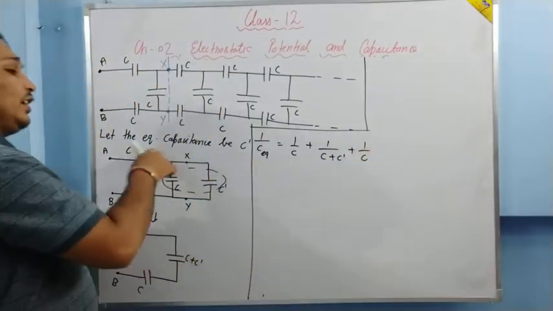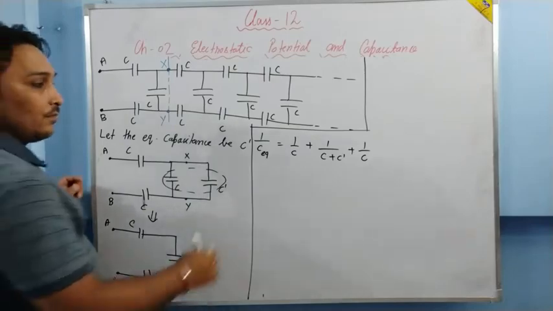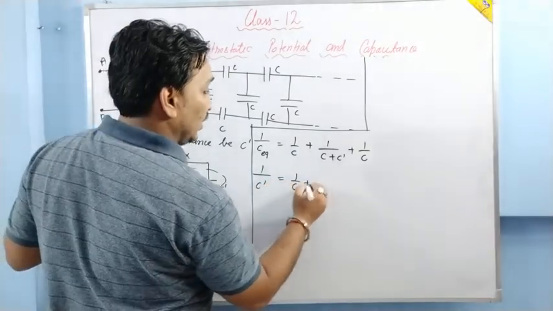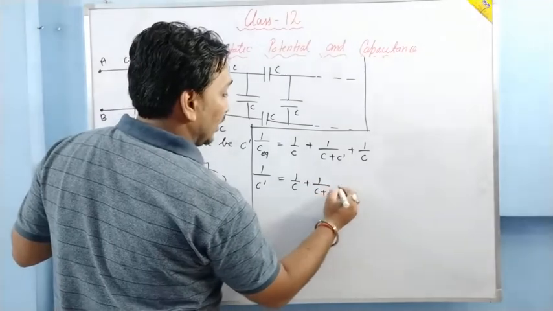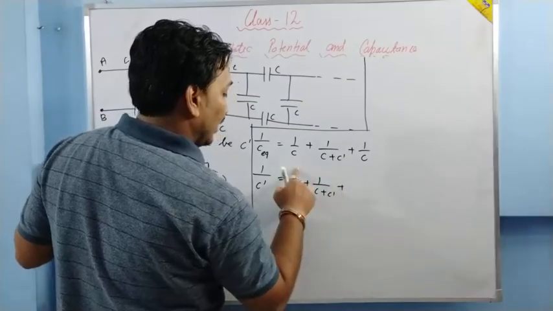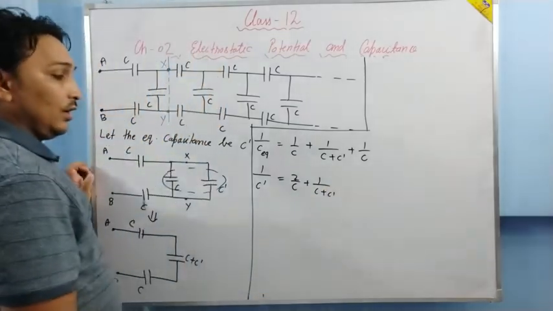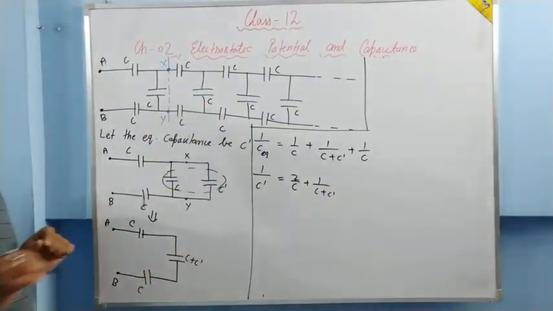But that very equivalent capacitance we have assumed to be C dash. So what we can write? 1 upon C dash is equal to 1 upon C plus 1 upon (C plus C dash) plus 1 upon C. We can add those, that will become 2 upon C. Now we have to solve this and get the value of C dash.